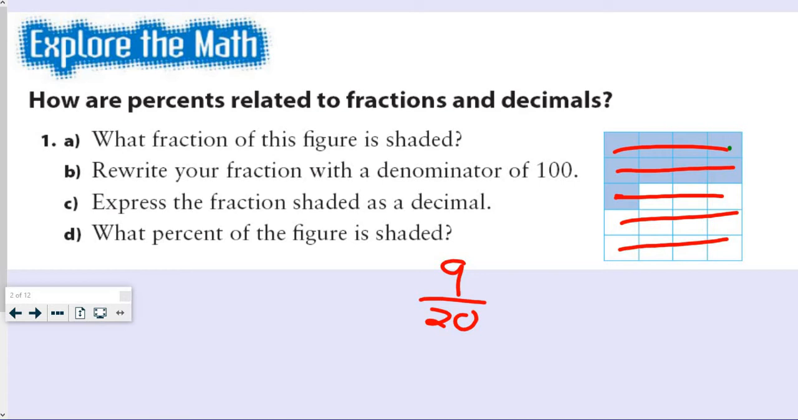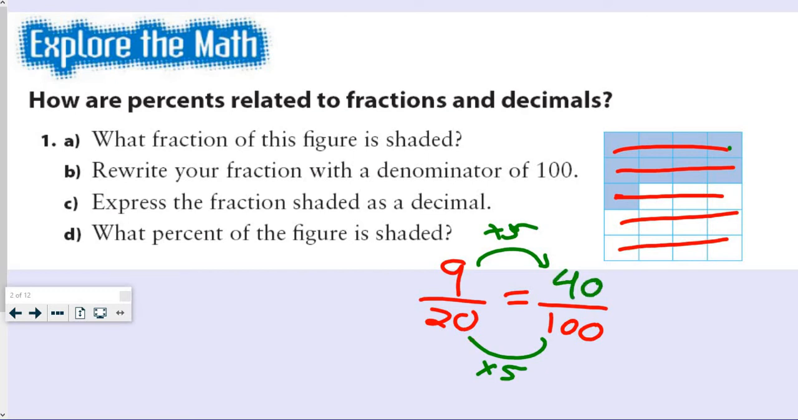Rewrite your fraction with a denominator of 100. So if we want this as 100, we have to multiply by 5, which means we're going to multiply this side by 5 as well, which equals 45. Sorry, that's a 40. Which equals 40. 45 out of 100.